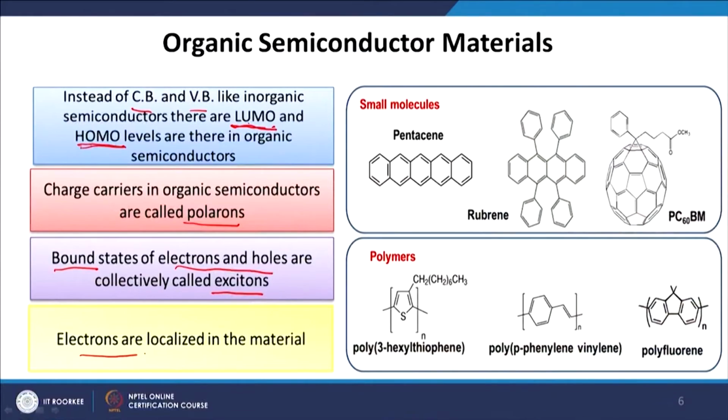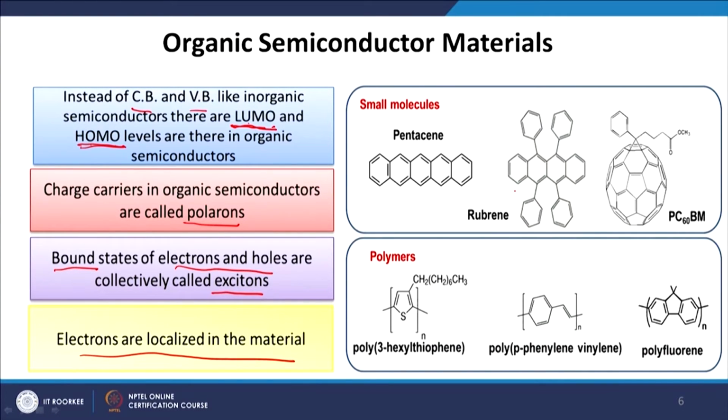And also electrons are localized in these materials, unlike inorganic semiconductors like silicon, where the excitonic binding energy is very low and the charge carriers are free to move around inside the material. So, the electrons are delocalized in inorganic semiconductors, but because of the high binding energy of the excitons, electrons are localized in this kind of material. We have to provide some kind of external perturbation in terms of energy, either by light energy or by thermal energy, to dissociate this bound electron hole pair.